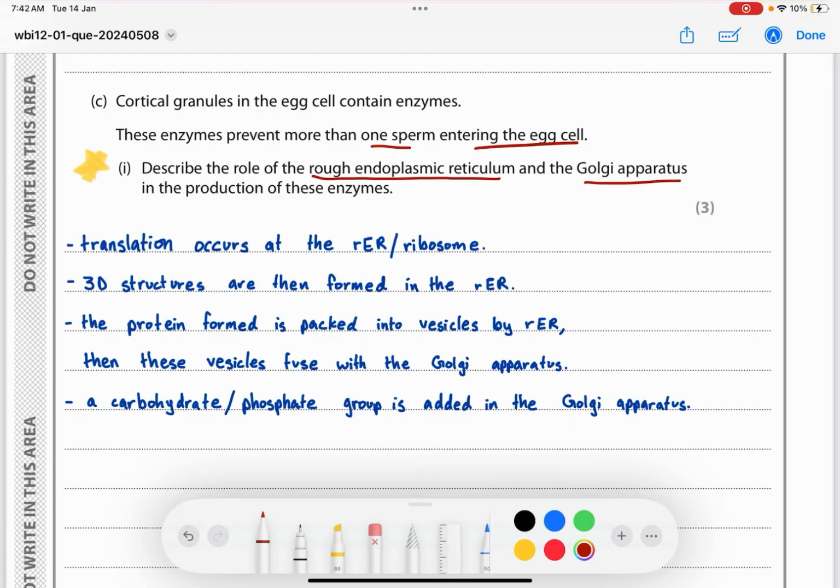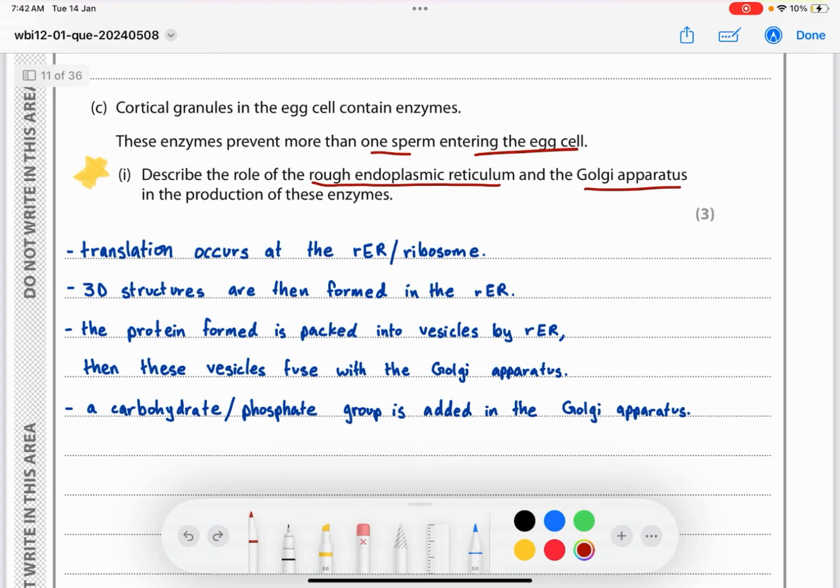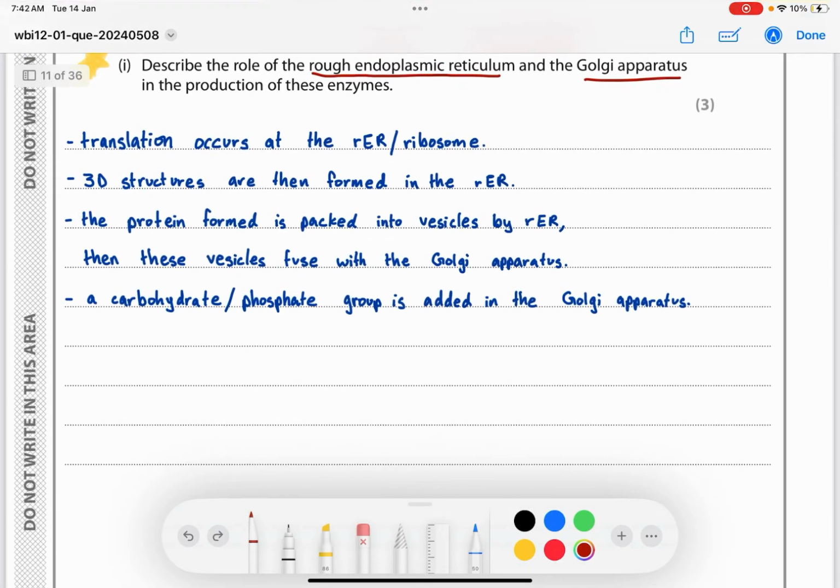So let's start with the answer. We know that translation occurs at the RER, which is the rough endoplasmic reticulum, or the ribosome. And then 3D structures are formed within the RER. And then the protein that's formed is packed into vesicles by the RER. And then these vesicles fuse with the Golgi apparatus. And within the Golgi apparatus, a carbohydrate or a phosphate group is added to it.